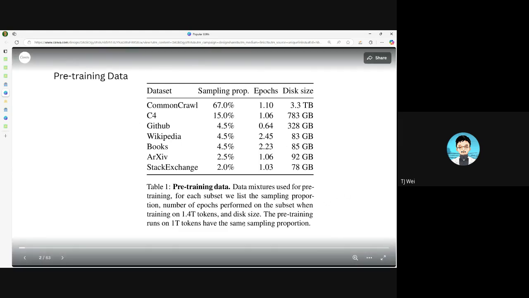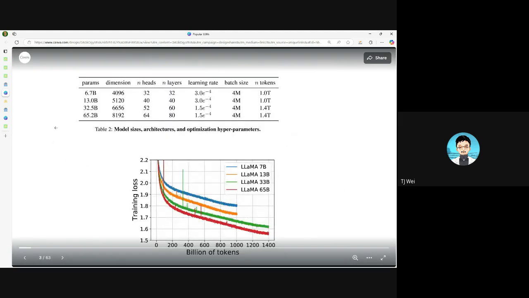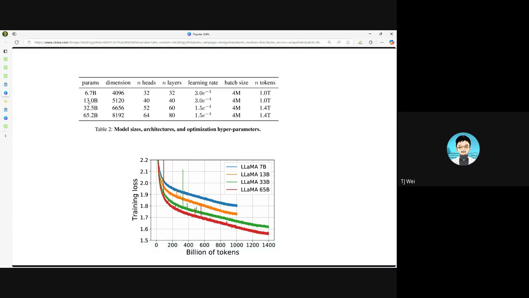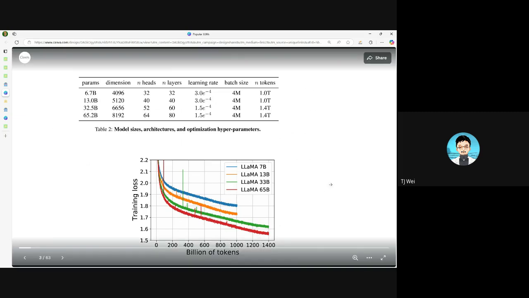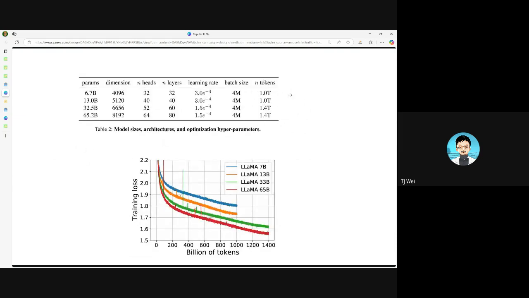Okay, so the pre-training data is about 1 trillion tokens total. And it provides several different models, from 6.7 billion parameters up to 65 billion parameters. You can see that larger models have better performance. And it's trained on this many tokens. As you can see, the batch size is about 4 million. It is pretty huge. It's trained across a lot of different machines, thousands of machines. The batch size is huge.